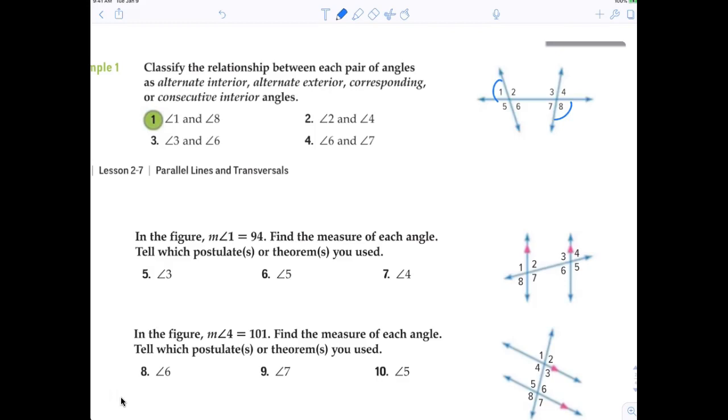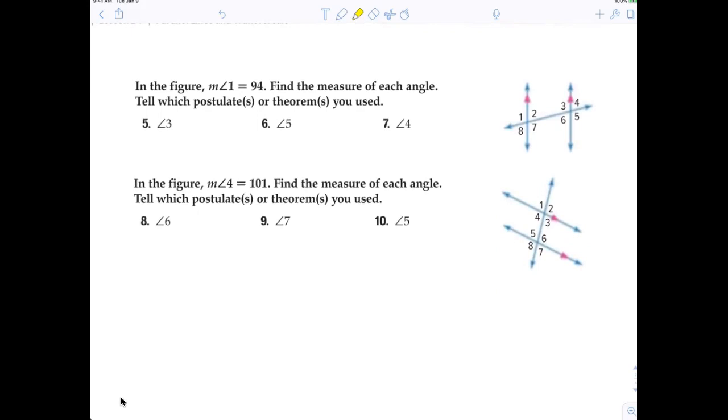Now, what do I mean by that? Look, 2 and 4 is on the right side and above the transversal. Does everybody agree with that? That's why it's corresponding. They could both be on the left and below, or on the left and above. Those are the corresponding. So now let's talk about 3 and 6. Everybody tell me 3 and 6 are what? Alternate interior. 6 and 7. Consecutive interior. Exactly.